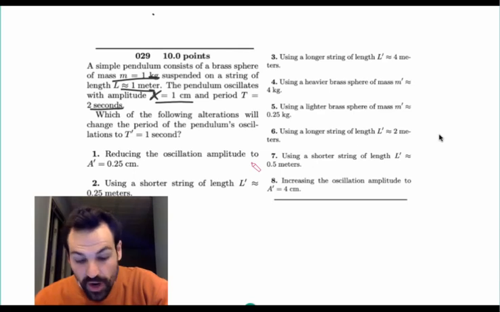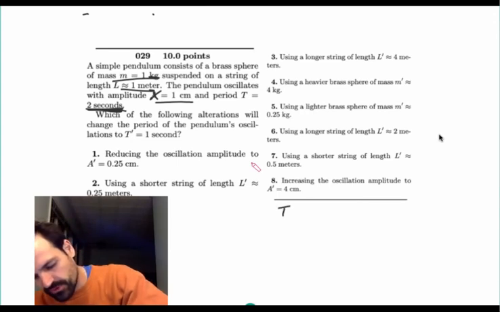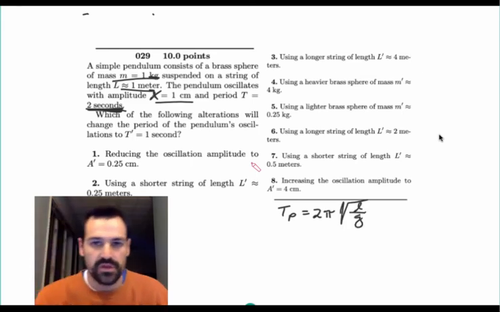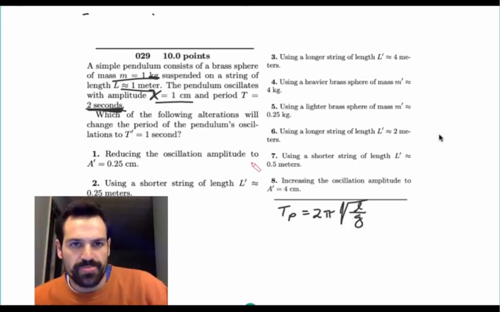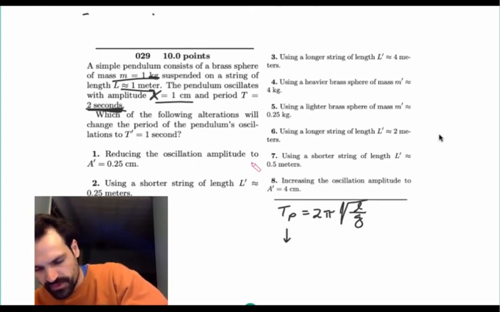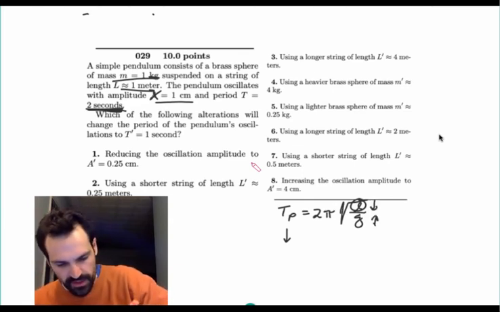What was the old period? Oh, it was 2 seconds. So we need to cut the period in half. The period of a pendulum is 2 pi times the square root of length over gravity. So if we want the period to get smaller, that means we would need length to get smaller or gravity to get bigger. Amplitude has no effect.